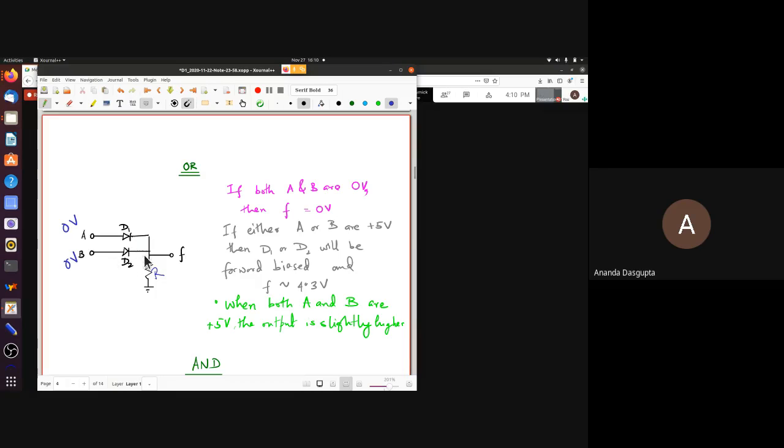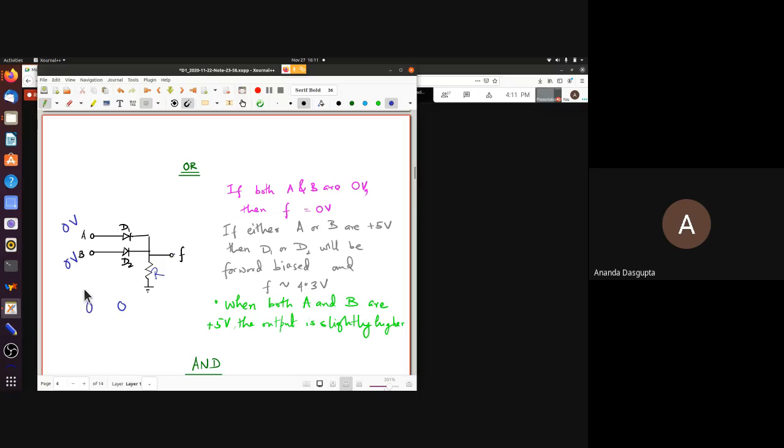And because the diodes are unbiased, no current will flow anywhere, no voltage to cause the current to flow. And so there's going to be no drop across the resistance, and F, the output, is actually measured between this point and the ground, which means there's a voltage across the resistance. So in this case, 2 0-volt inputs.